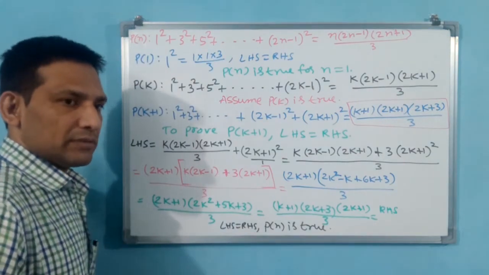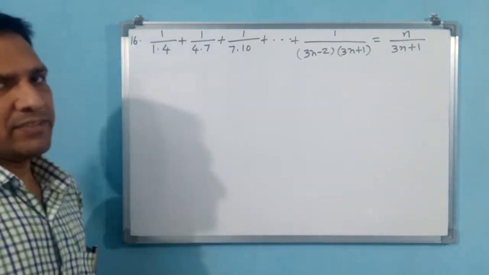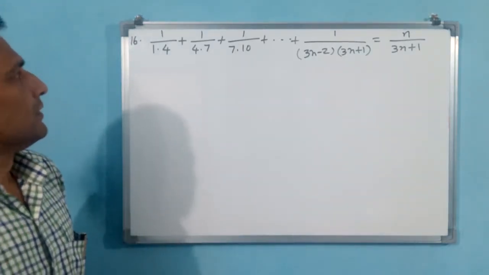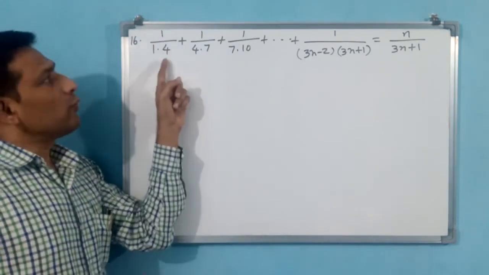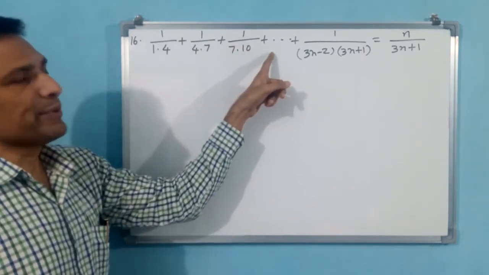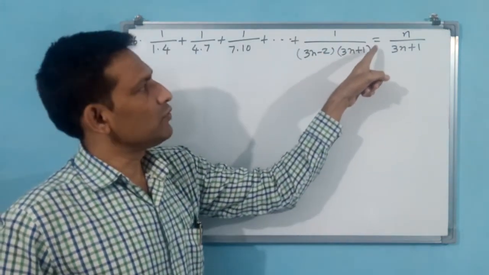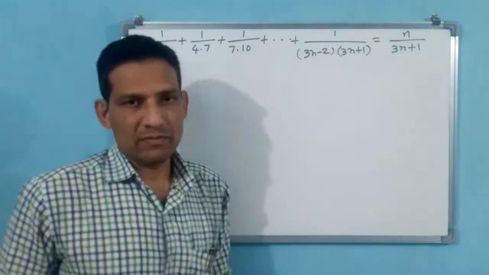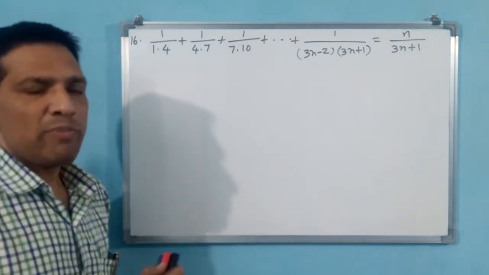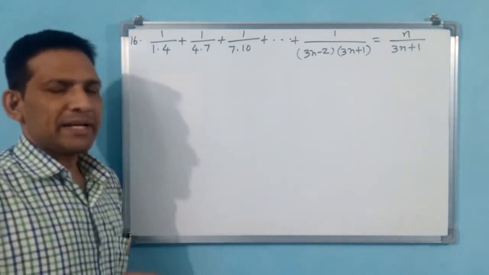This is the 15th question. Let us go for the 16th question. See the 16th question: 1 by 1 into 4 plus 1 by 4 into 7 plus 1 by 7 into 10, up to 1 by (3n minus 2) into (3n plus 1). This you have to prove as n by 3n plus 1. This we have to prove by the principle of mathematical induction. N belongs to capital N, they have given.